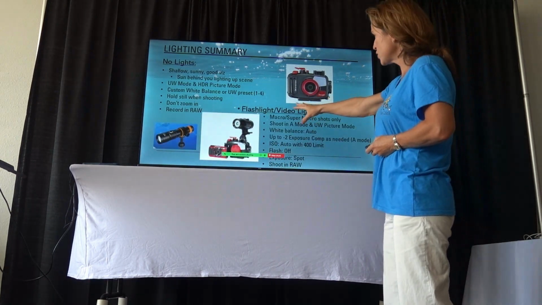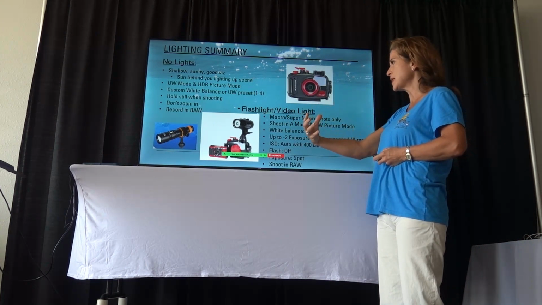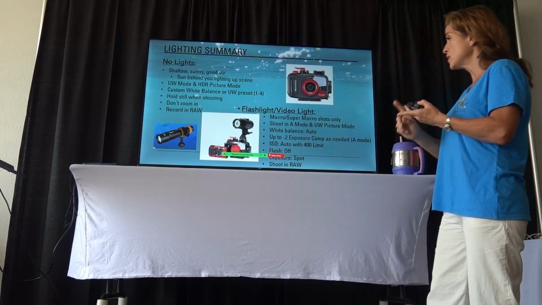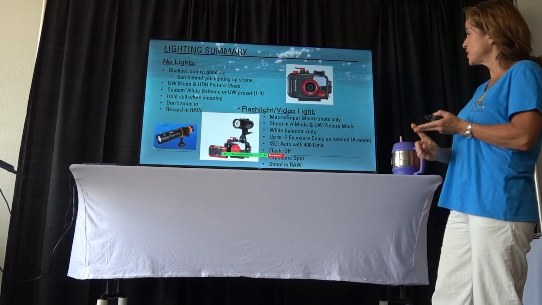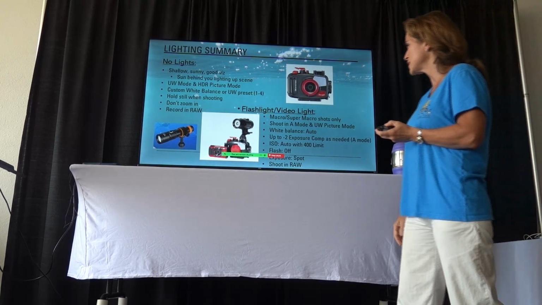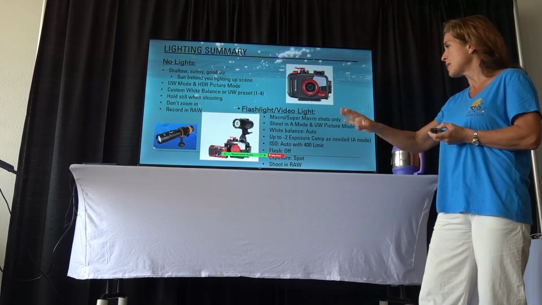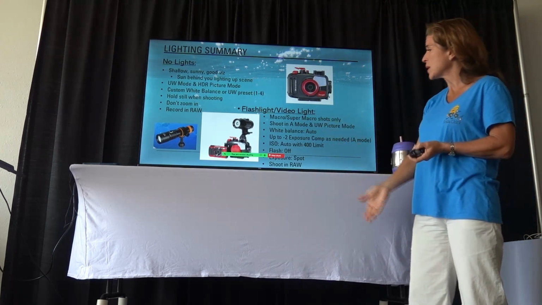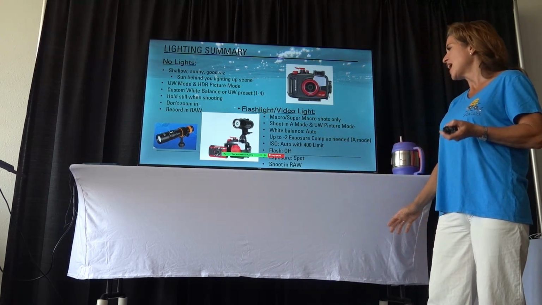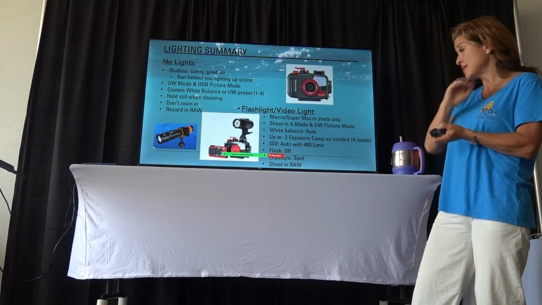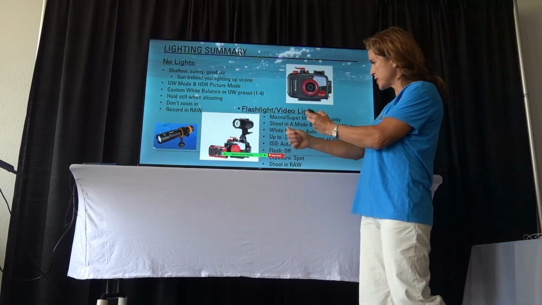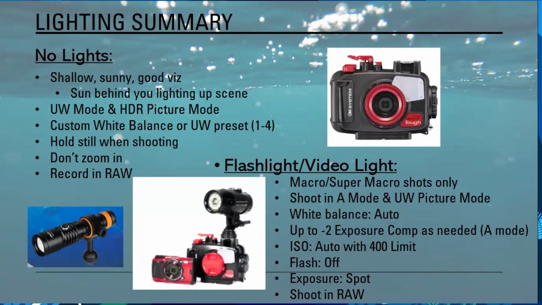Flashlights. If you got flashlights or video lights, which are continuous lights, you can do macro and super macro only. You're not going to do anything with this in a wide setting. Shoot in aperture priority or underwater mode. White balance is auto. You want to bump your exposure as needed. ISO is going to be auto with that limit. Flash is off on your settings. Exposure meter spot, and shoot and roll.